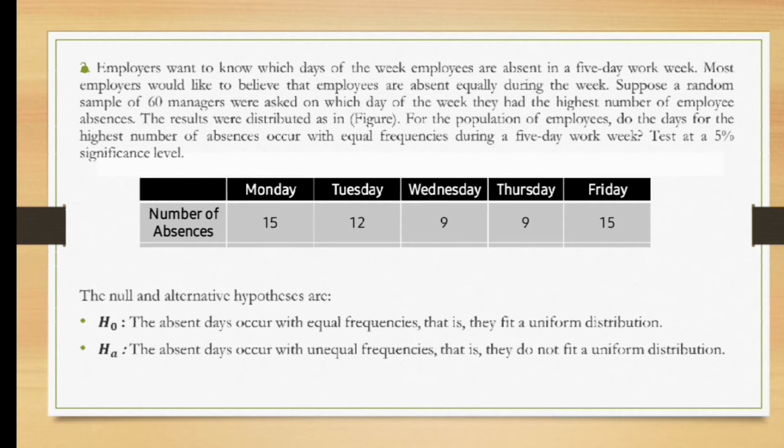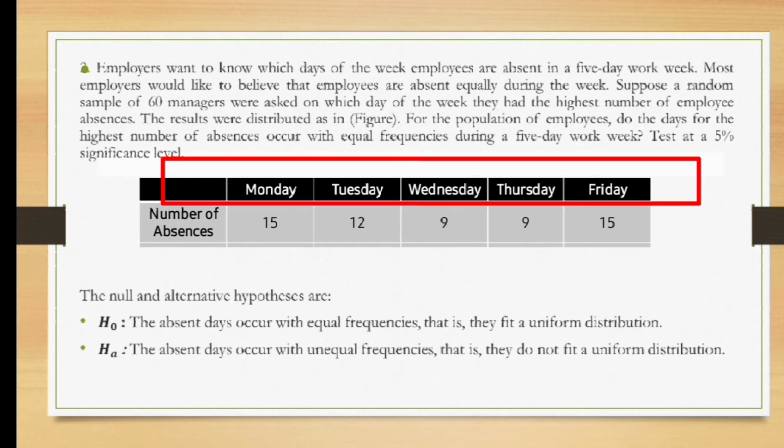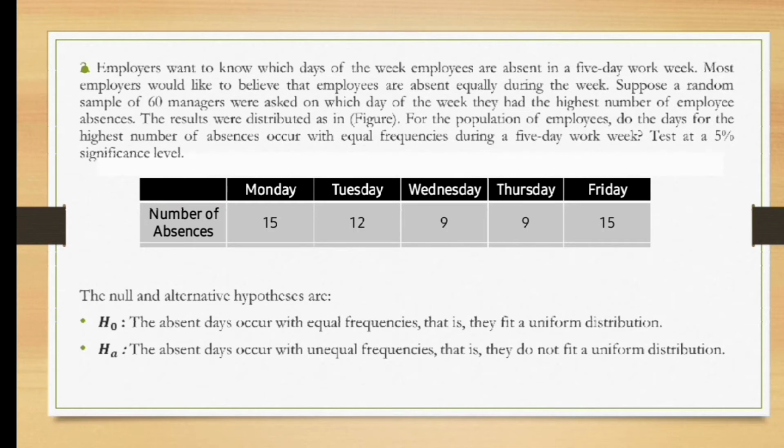So here we have the number of absences for Monday, Tuesday, up to Friday. Our null hypothesis and alternative hypothesis here are, for our null, the absent days occur with equal frequencies. That is, they fit a uniform distribution. And for our alternative, which is the opposite, the absent days occur with unequal frequency. That is, they do not fit a uniform distribution.